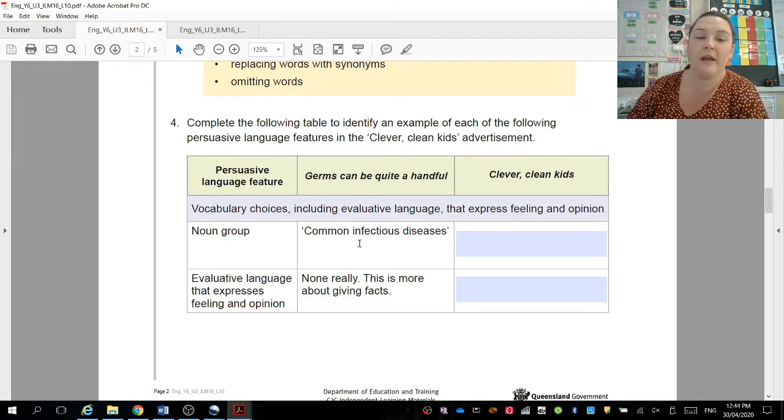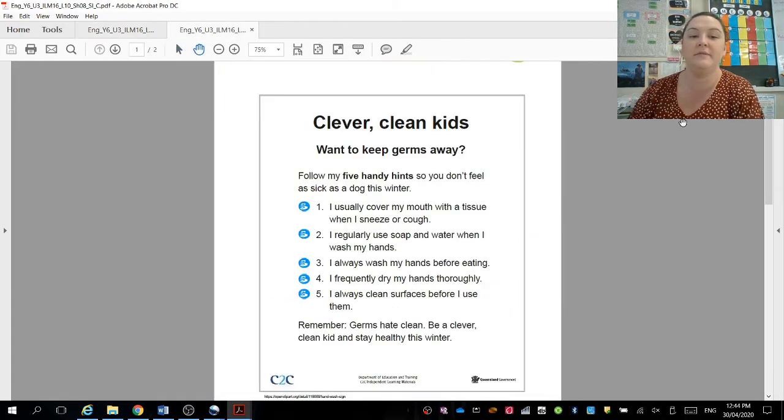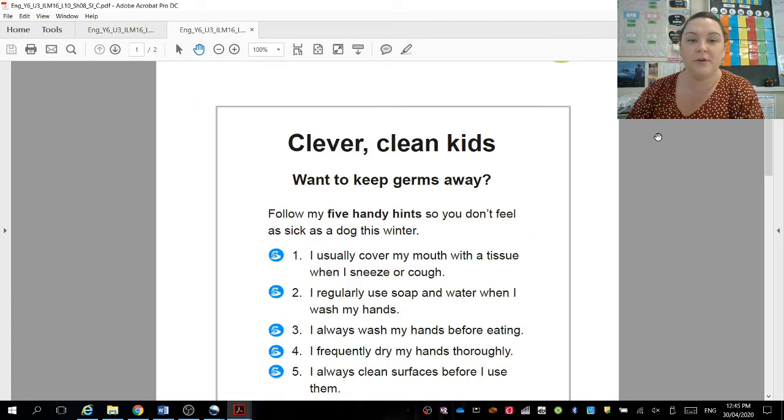So, noun groups. In Germs Can Be Quite a Handful, they've come up with common infectious diseases. In Clever Clean Kids, let's have a bit of a look at any noun groups. Now remember what a noun group is. It's words built up around a noun that describe it. So your adjectives, I guess you could say, are words that describe the noun. Let's have a look at what we can find in this advertisement.